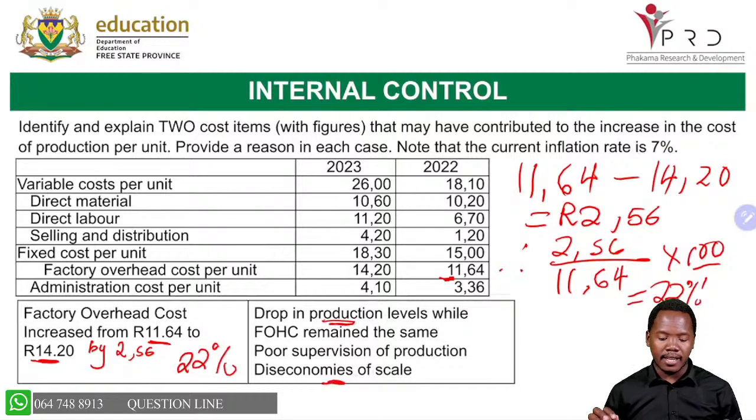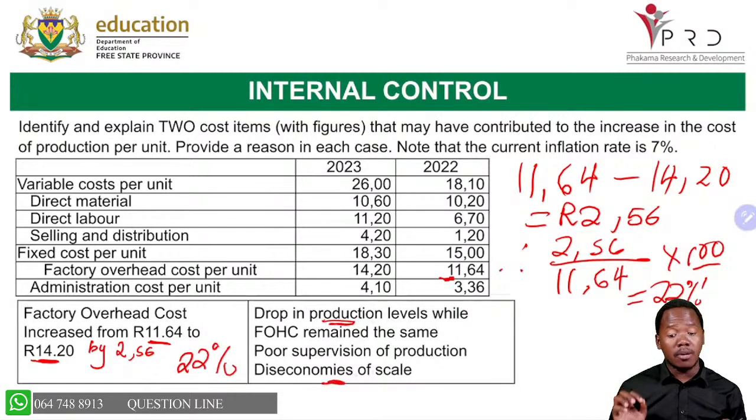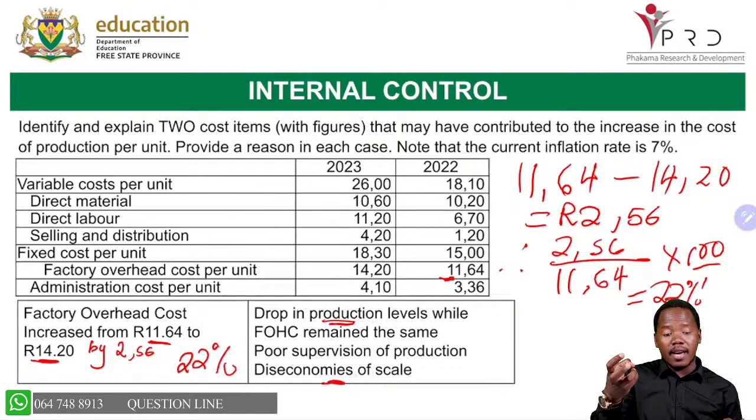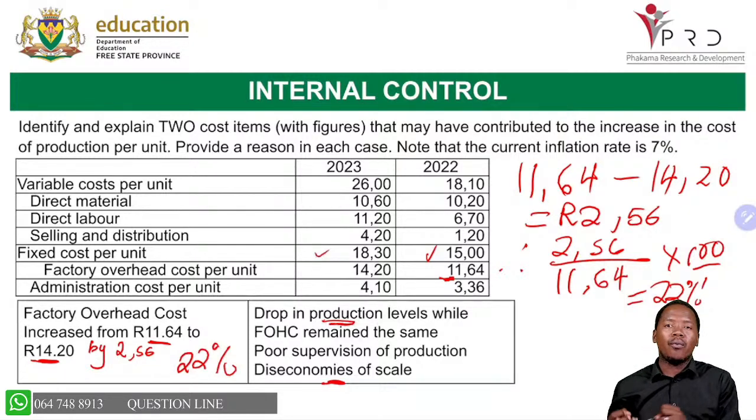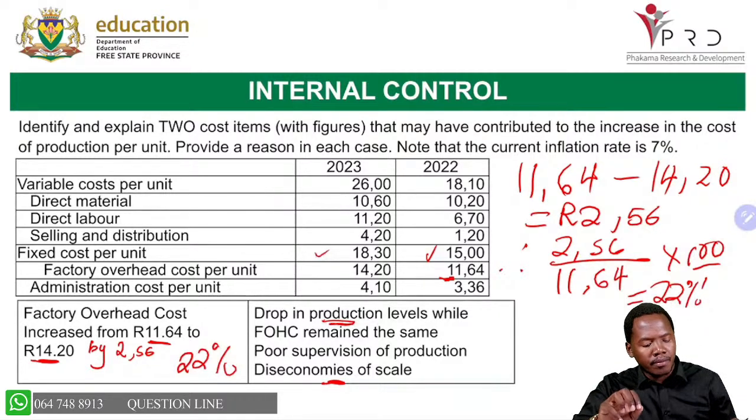Okay, right, let us look at that. How do you see economies of scale? You see by fixed cost per unit dropping, but production increasing. But here, it was not the case. Fixed cost per unit increased while production decreased. So that was these diseconomies of scale.